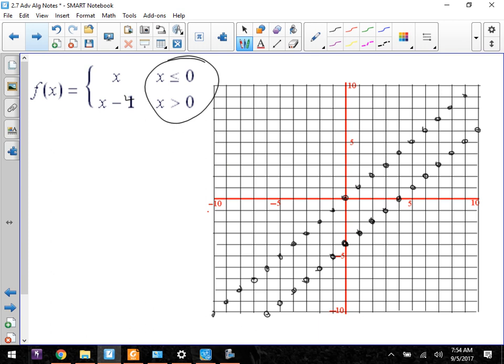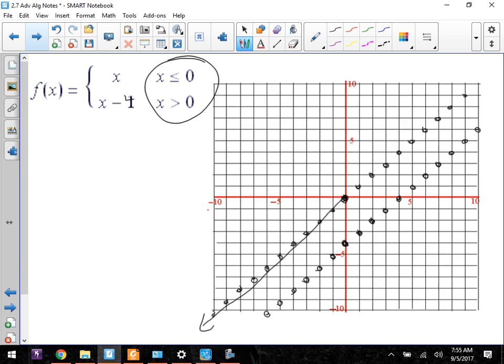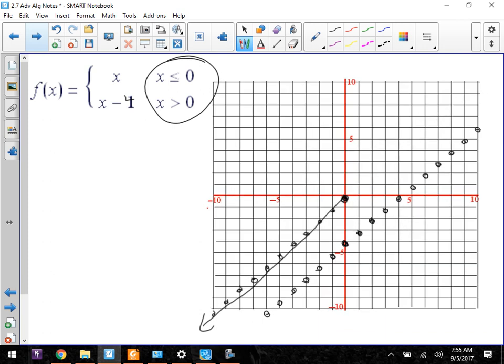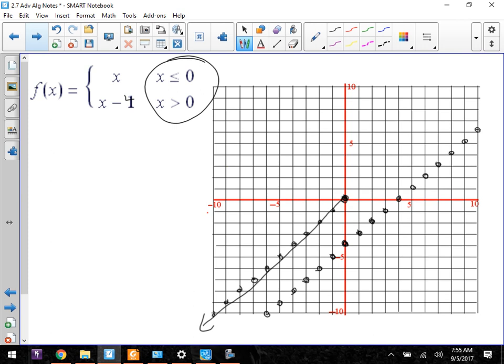So basically what I'm doing here is I know for my first graph it's just going to be all of these points go in this direction. And what do I do with the other points? Erase them. And I do the same thing with the other graph.